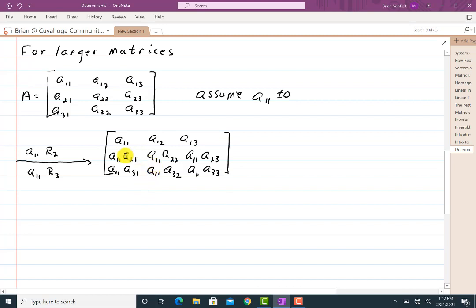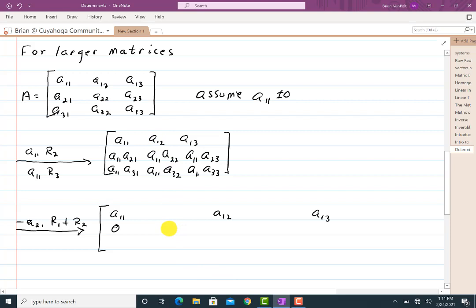Now I'm going to start trying to kill, like I normally do, this item and this item. This will get messy, but you'll see we're going somewhere with it. So I will do negative A21 R1 plus R2. And that will wipe out that entry right there. And the other ones will get a little bit more complicated though. So I'll give myself some space. A12, A13. So now I have to do negative A21 times A12 plus this stuff.